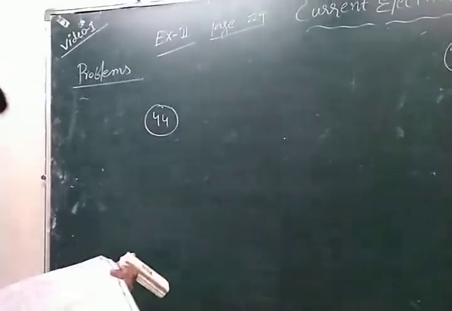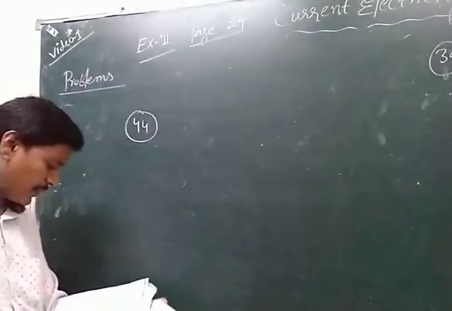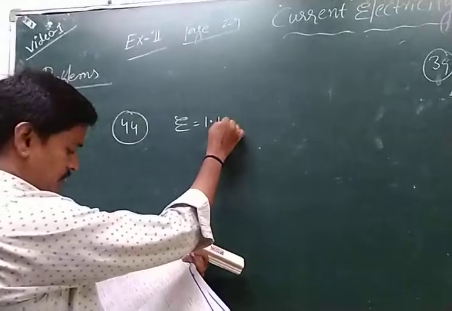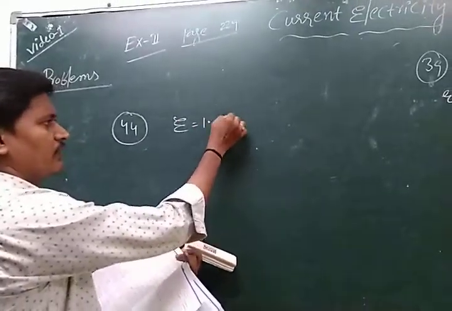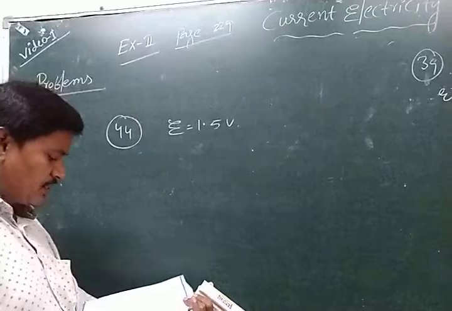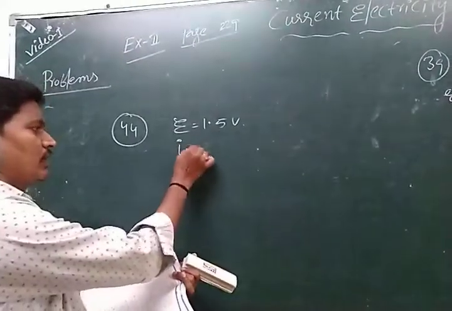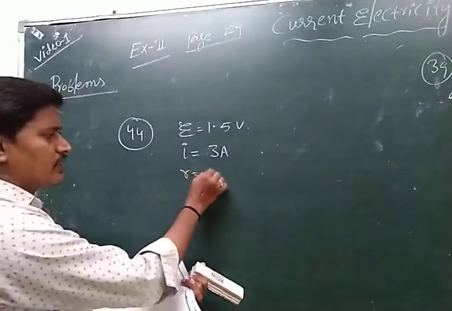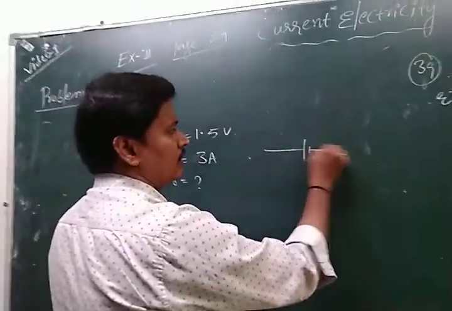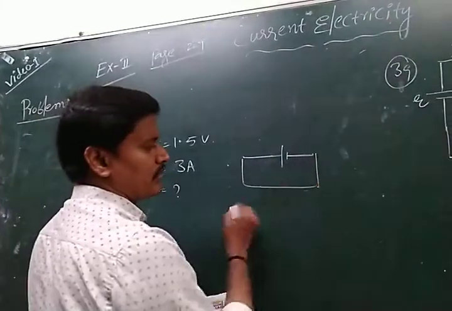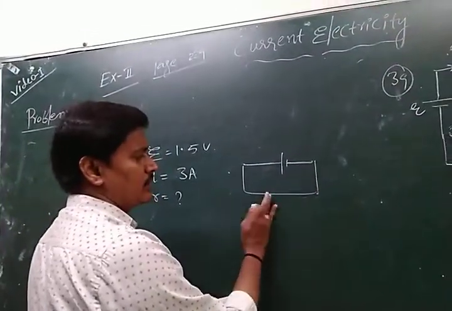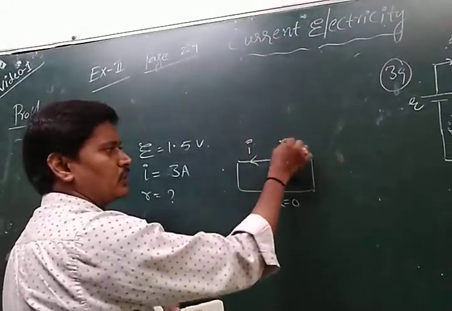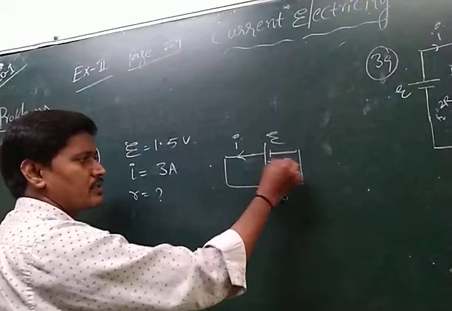Problem on cells. The primary cell has an EMF equal to 1.5 volts, and when short circuited, a current I equal to 3 amperes flows through it. Find the internal resistance. This is the cell and it is short circuited, which means the external resistance value is 0. The current flowing through the cell is given. What is the internal resistance of the cell?